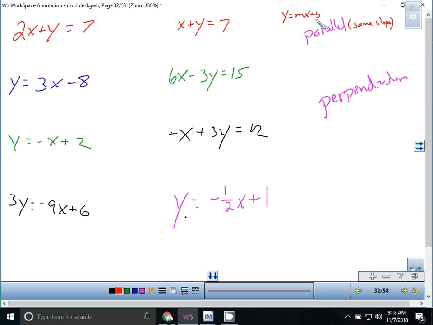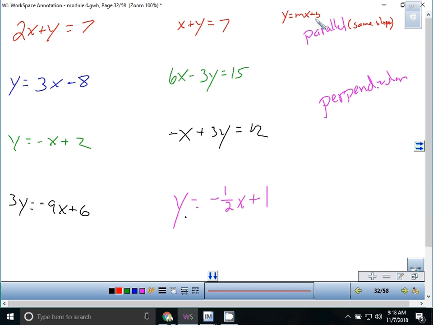Everybody agree with her? So if we can get this in slope-intercept form, y equals mx plus b, can't we figure out what the slope is really easily? And then once we know the slope, can we figure out which ones are parallel? Because as Jasmine just said, if they have the same slope, they're parallel to each other, aren't they?